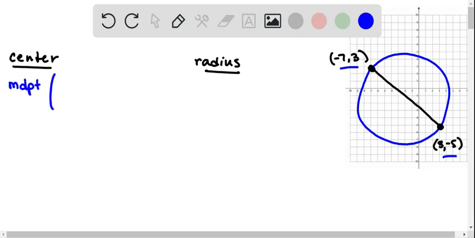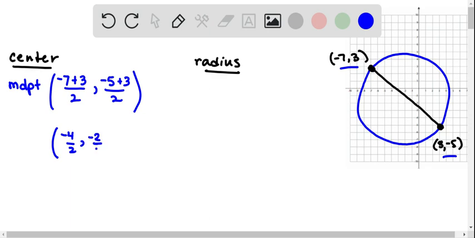So we add the x-coordinates together and divide by 2, (-7 + 3)/2, and we add the y-coordinates together and divide by 2, (-5 + 3)/2. And then we simplify. So that would be -4/2, -2/2. So we have (-2, -1) for the center. Let's see if that makes sense for what we have sketched. That seems logical.